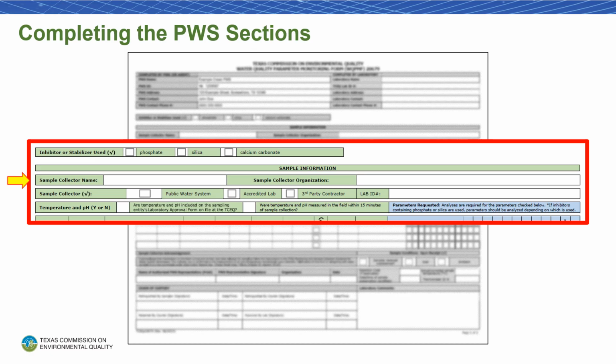In the next row, fill out the name of the person who collected your samples and what organization they are from. If they are from your public water system, include the name of your public water system for the sample collector organization. If an independent contractor or third party collected your samples, list their organization for the sample collector organization.